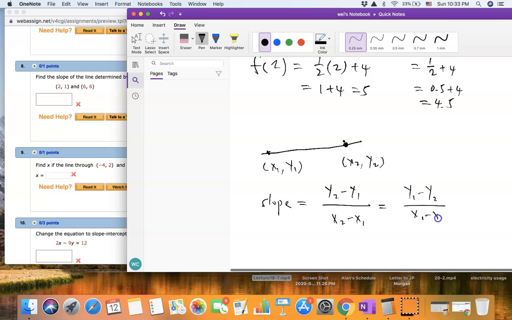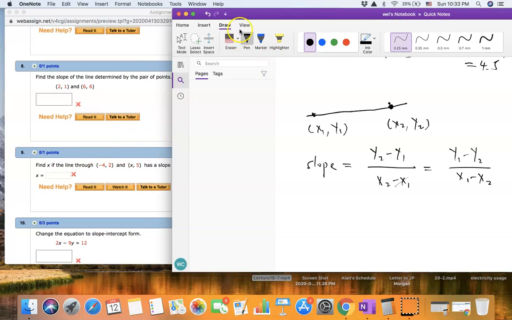Now remember, when you use this formula, the order does matter. You have to make sure the order is consistent on the numerator and denominator, which means if you use the y coordinate of the second point minus the y coordinate of the first point, in the denominator you also have to use the x coordinate of the second point minus the x coordinate of the first point. And if you do it the opposite way, then you also have to do it the opposite way in the denominator.